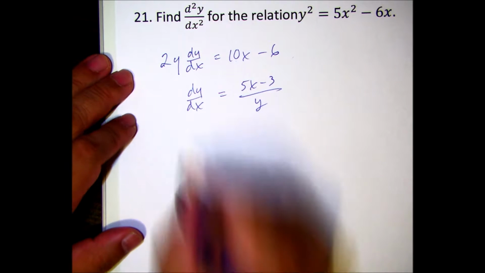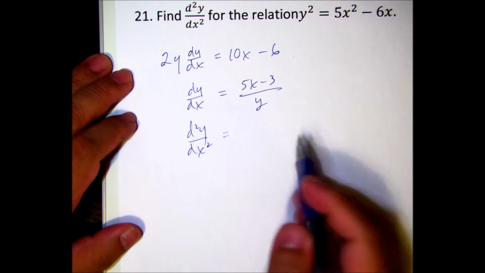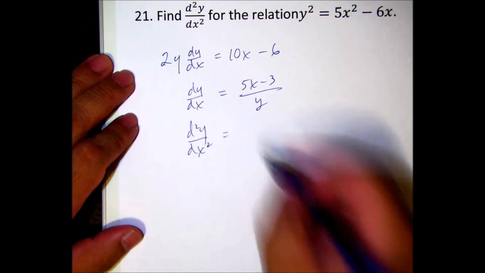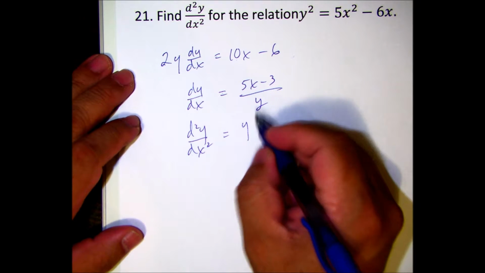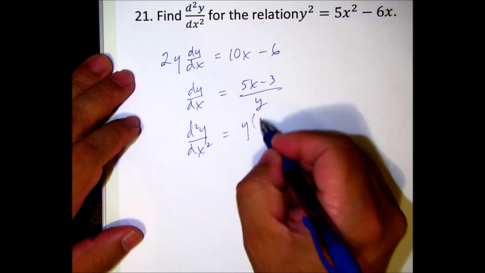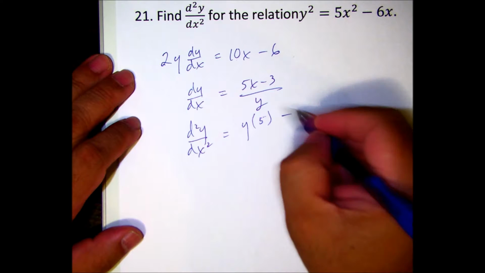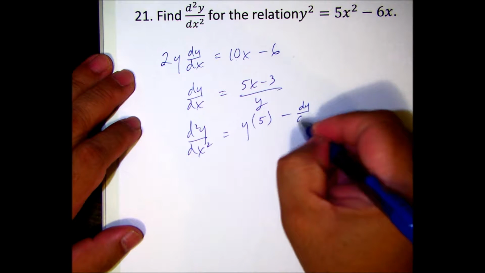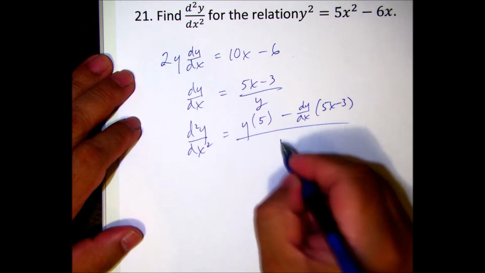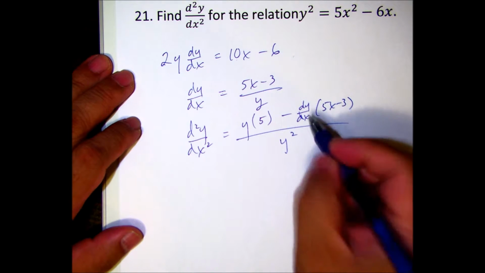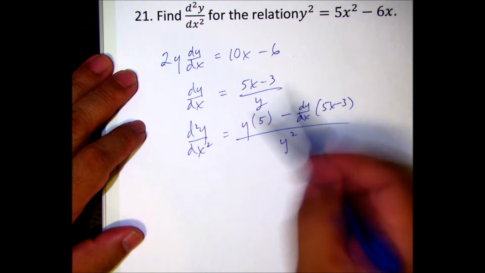Okay, now I'll take the second derivative. This requires a quotient rule. So it's y. We're not taking the derivative of y, that part is staying constant, times the derivative of the numerator, which is 5, minus the derivative of the denominator, which is dy dx, times the numerator, all over denominator squared. Now, you're not allowed to leave it like this, right? But we do know what dy dx is. It's right there, 5x minus 3 over y.